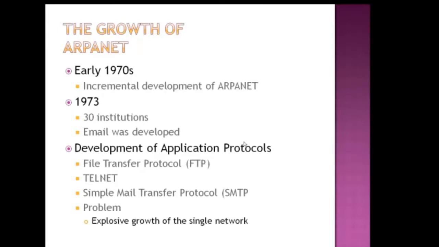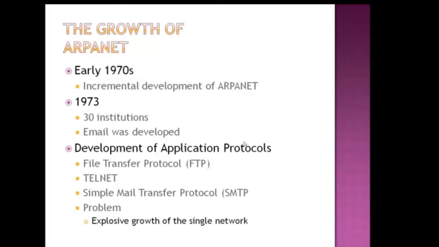In the early 70s, ARPANET started growing, but the growth was incremental, and little by little, more and more networks were connecting to the ARPANET, and more sophisticated interface message processors, basically routers, were created. The network grew to about 30 institutions in about 1973, and that was the year that email was developed in order to make message passing from one institution to the other basically integrated within the network itself.